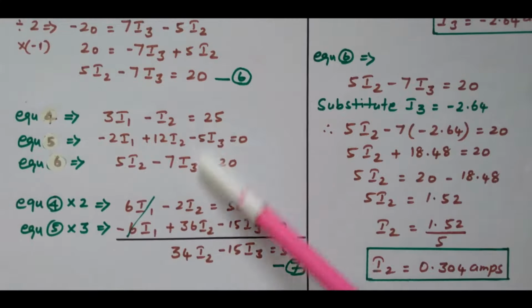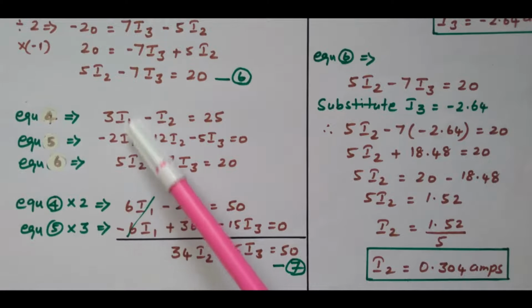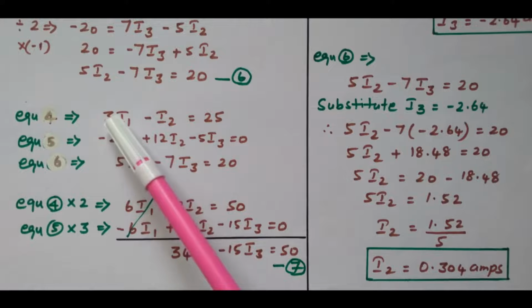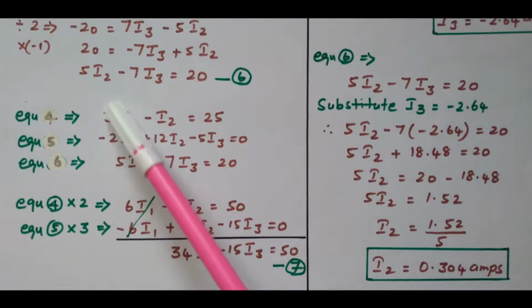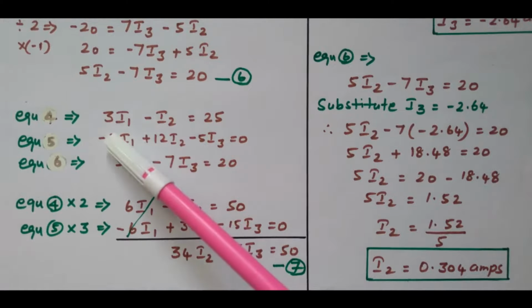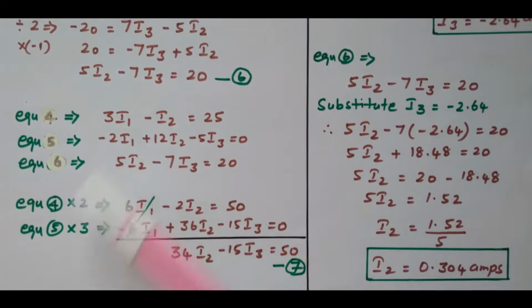Now we need to solve these equations. By solving these 3 equations, we can find I1, I2 and I3. First consider equations 4 and 5. We will cancel this term I1. How will we cancel? Here 3 is available, here minus 2 is available. So equation 4 is multiplied by 2, and similarly equation 5 is multiplied by 3. If we multiply oppositely, both become 6i1, so that we can easily cancel. This equation is multiplied by 2 and this equation is multiplied by 3 in order to cancel I1.